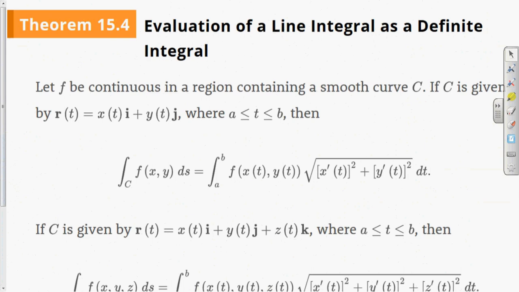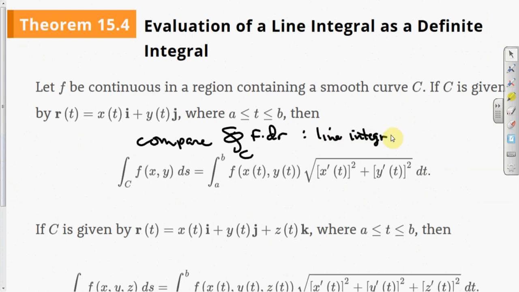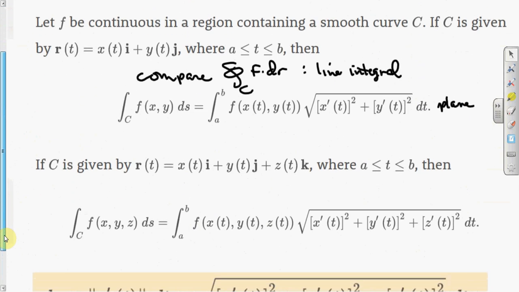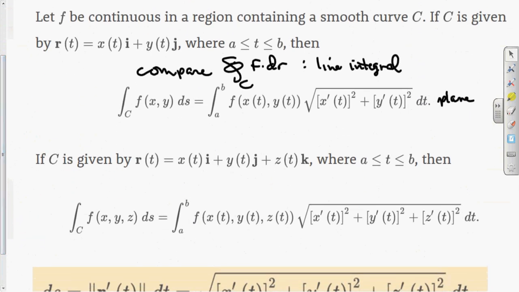And you definitely want to get this. When you work, we're going to compare this line integral to the line integral over C of F dot dr. Compare that. This is still the line integral as well. So we're going to use this formula, if it's here for the plane, or down below if we talk about the line integral in space.